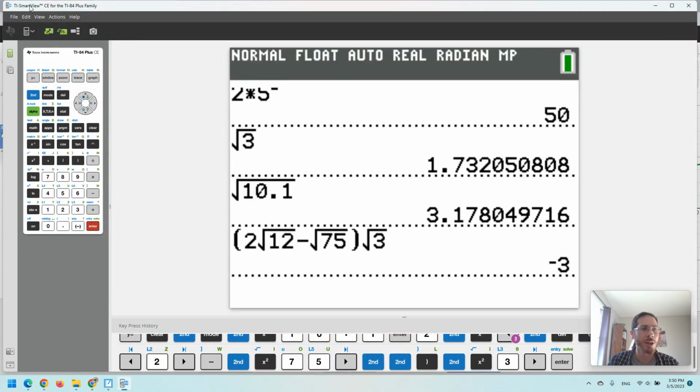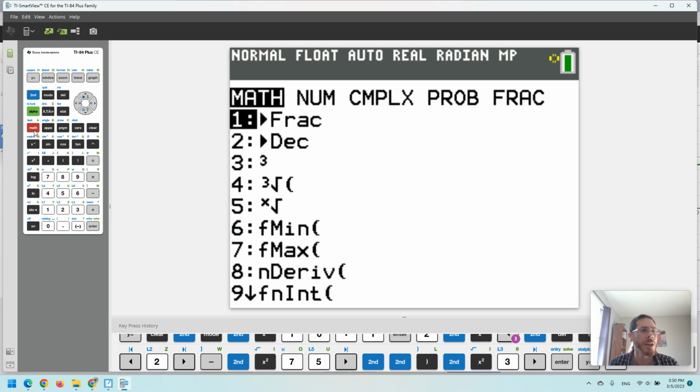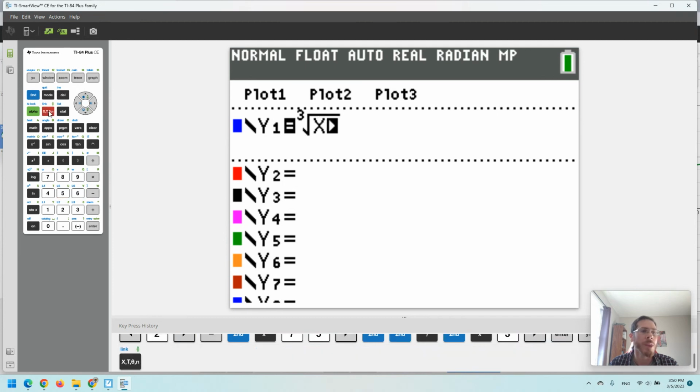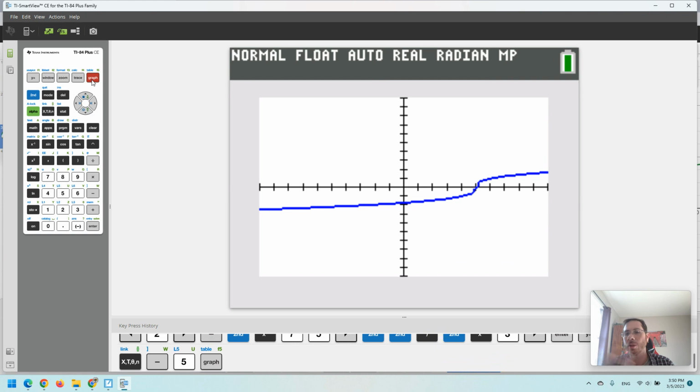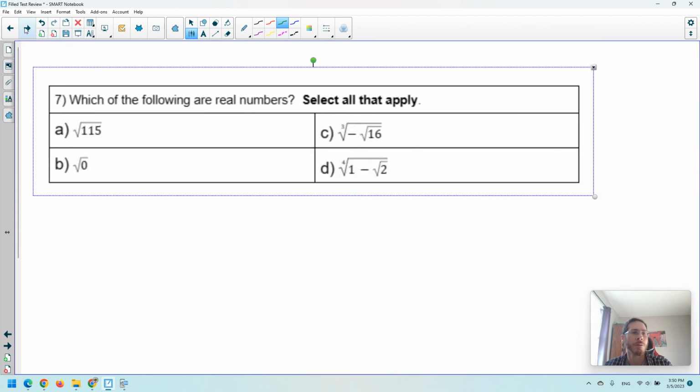If we want to type it into our graphing calculator, to do cube root, there is a dedicated cube root feature, but I'm going to go the long way. I'm going to type 3, math, and I'm going to pick number 5, because 5 is just the nth root. You could just skip that all and pick the number 4 button. X minus 5. We'll go ahead and graph that, and we can see we get that same sideways S shape. So that's what we got. That's all we got for that one. So that's number 6.